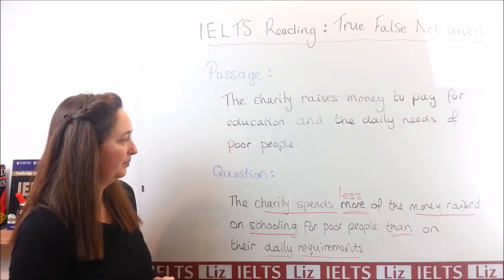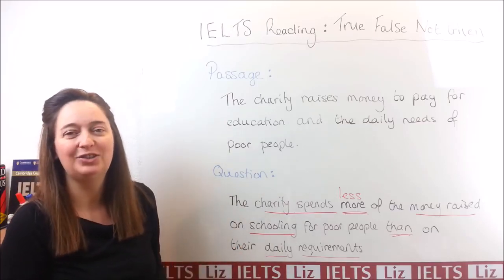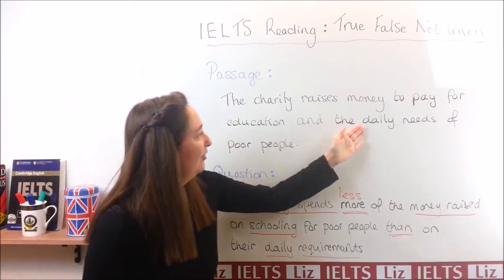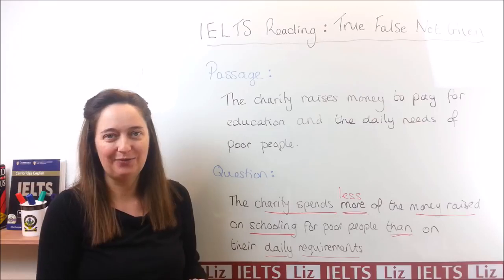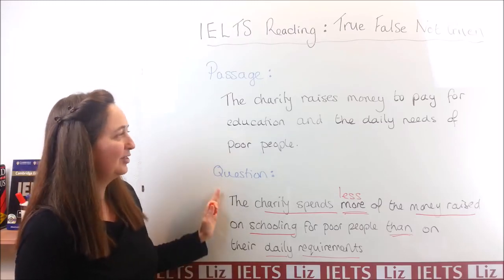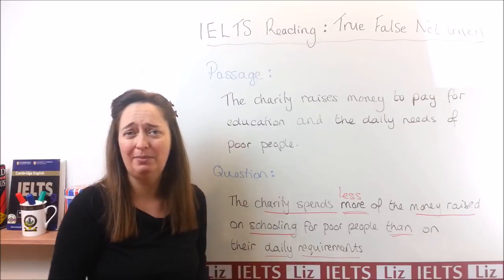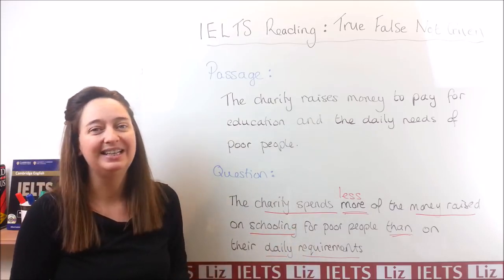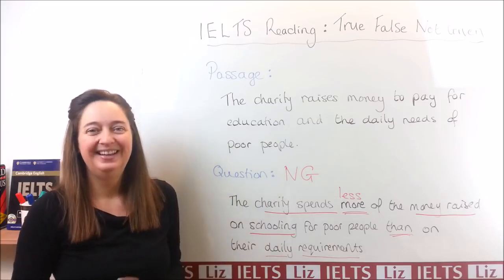So now we need to look at the statement. We need to know, does the charity spend more money on education or less money on education compared to daily needs? And if we look at this sentence, we've got information about education, we have information about daily needs, but it doesn't say which one the charity spends most of their money on. Which one is more and which one is less. So that means even though we have a lot of matching information, we do not find any matching information and we do not find any opposite information either. In fact, the comparison between the money on schooling and daily requirements isn't there. So the answer for this is, have you got it? Not given.